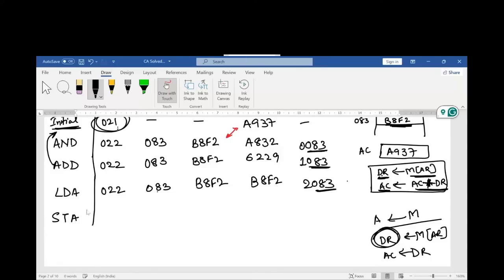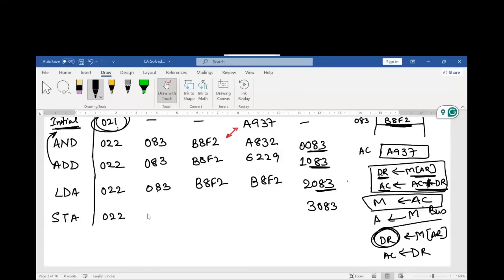Store. What is the store instruction? The code would be 3083. In the store instruction, the content of the accumulator should be stored to memory. Now, this can happen directly through the bus. So we don't have any other registers in the picture. Okay, so let us write the values.